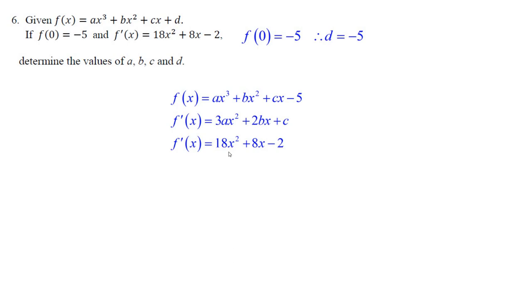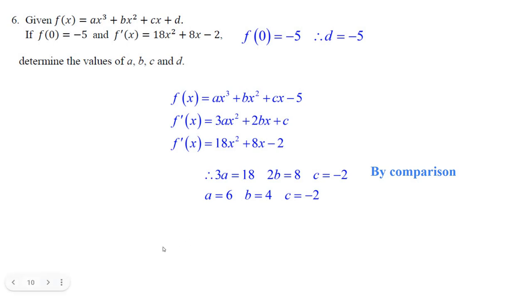If this is the derivative, the only way it can be is if 18 equals 3a, and 8 equals 2b, and c must be minus 2. So there's just little equations. 3a equals 18, 2b equals 8, c equals minus 2, just by comparison. So a is 6, b is 4, and c is minus 2.